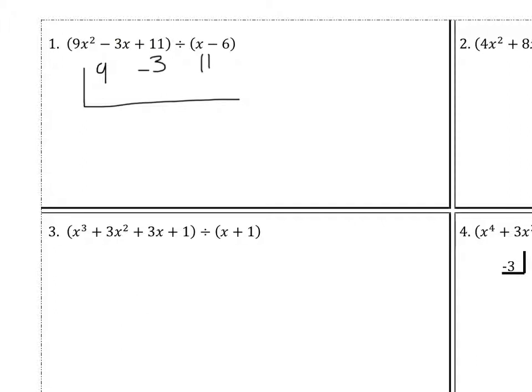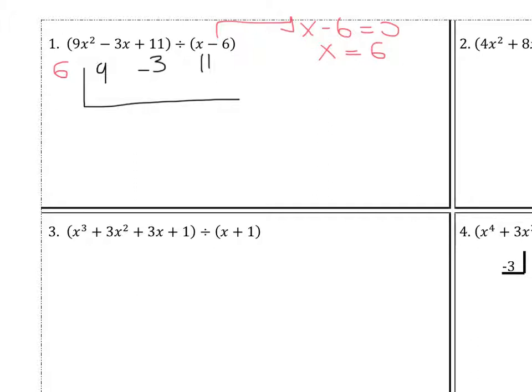And then for the divisor, you set it equal to 0, and you find that x is equal to 6 in this case. So you put the 6 on the outside. So let's review. To set up the synthetic division, you take the coefficients of the dividend in order: 9, negative 3, and 11. You take the divisor, set it equal to 0, and find what x is equal to, and that's going to be the number on the outside. This is how you set up the synthetic division.